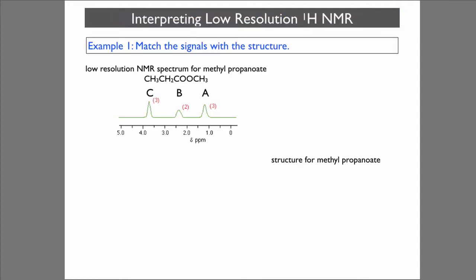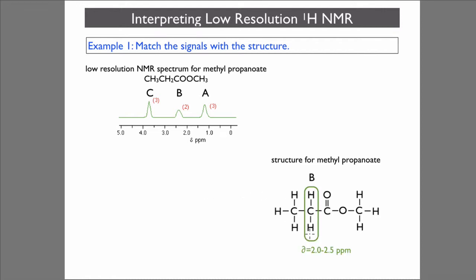Okay, interpreting low resolution hydrogen NMR: match the signals with the structure. Example 1. We've got a low resolution NMR spectrum for methyl propanoate here. You can see that there are 3 distinct peaks, and you can see on the structure for methyl propanoate 1, 2, 3 distinct areas, and there's 3 to 2 to 3.